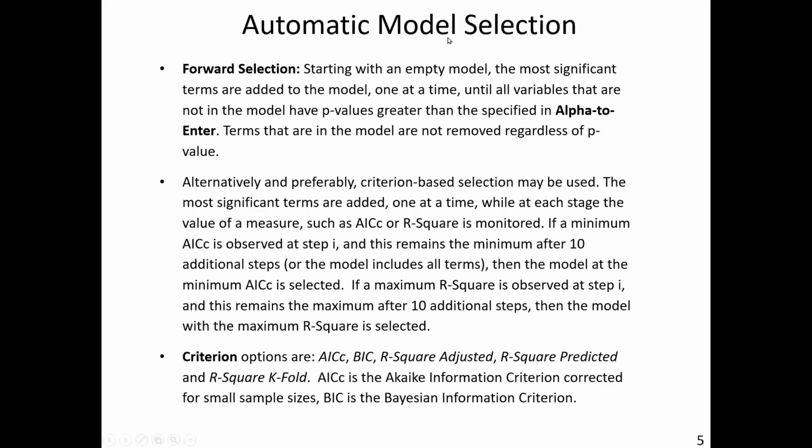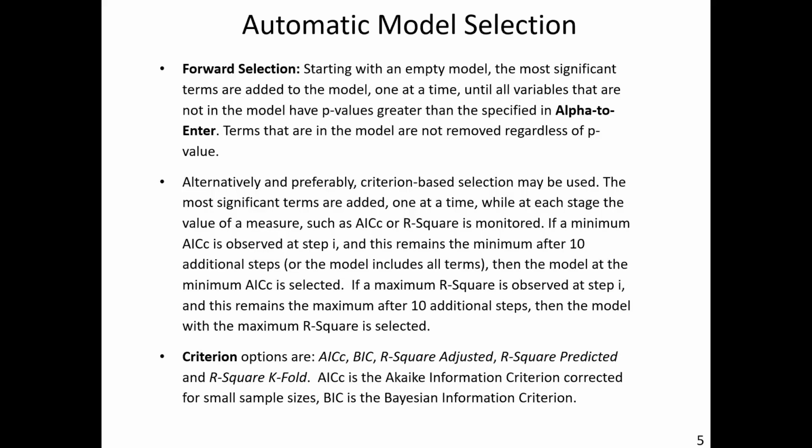So, forward selection. In forward selection, you start with an empty model, and the most significant terms are added to the model one at a time until all variables that are not in the model have p-values greater than the specified alpha to enter. Terms that are in the model are not removed regardless of p-value. Okay, so again, use of alpha to enter is legacy. The method that we recommend, alternatively and preferably, is the criterion-based selection method.